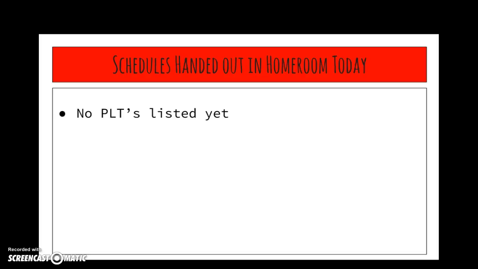So when we hand out your schedules, you'll notice that there's no PLTs listed yet. We purposely do not put those in to make schedule changing a little bit easier, so PLTs aren't listed until right before school begins in the fall. The first thing we want you to do is check to make sure all the courses that you signed up for are on your schedule and make sure that they're correct. So if you happen to know the phasing of a certain course from this past year, just double check and make sure that you have the phasing and the courses correctly listed on your schedule.